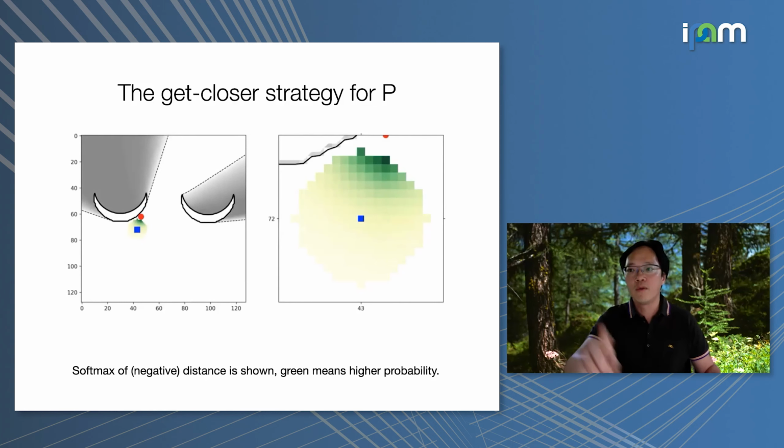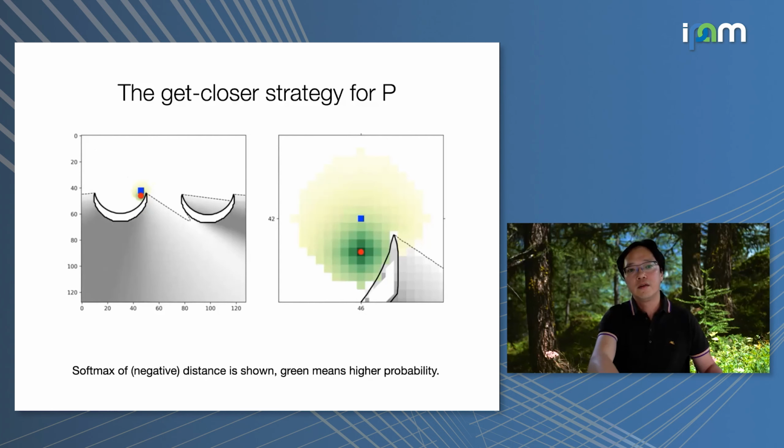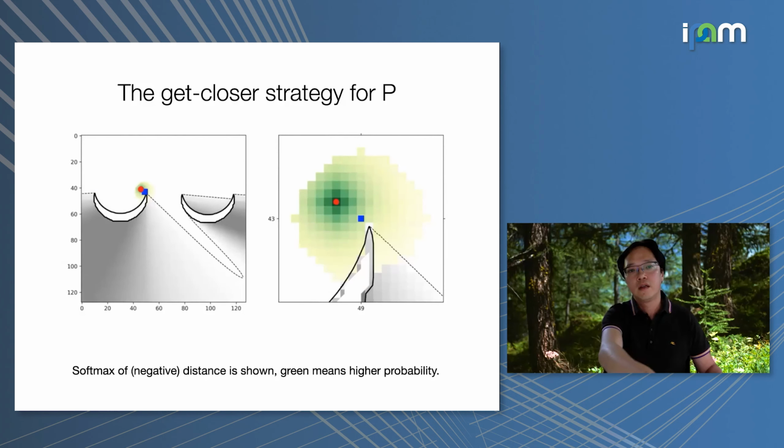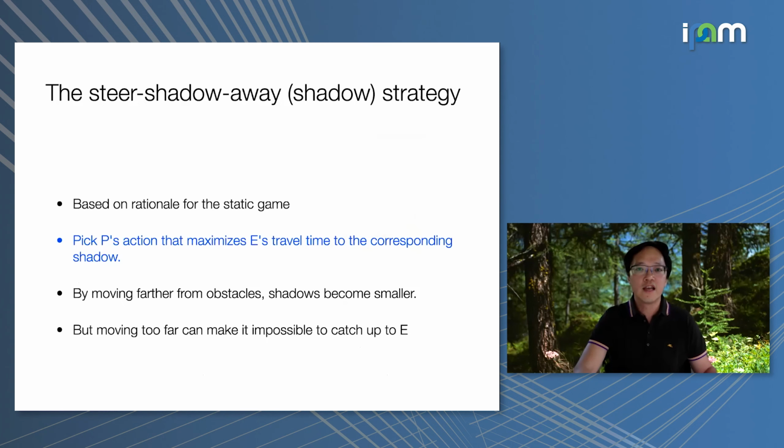If you allow me 1 more minute, I'm essentially done. Then at some point, it's kind of like a cat and mouse game. And then all of a sudden, due to the geometry, the red guy gets into the occlusion and the game is over. So the second one is to say, okay, instead of getting closer, I'm going to steer the shadow, the occlusion set, or the frontier set, to be far away from the evader.